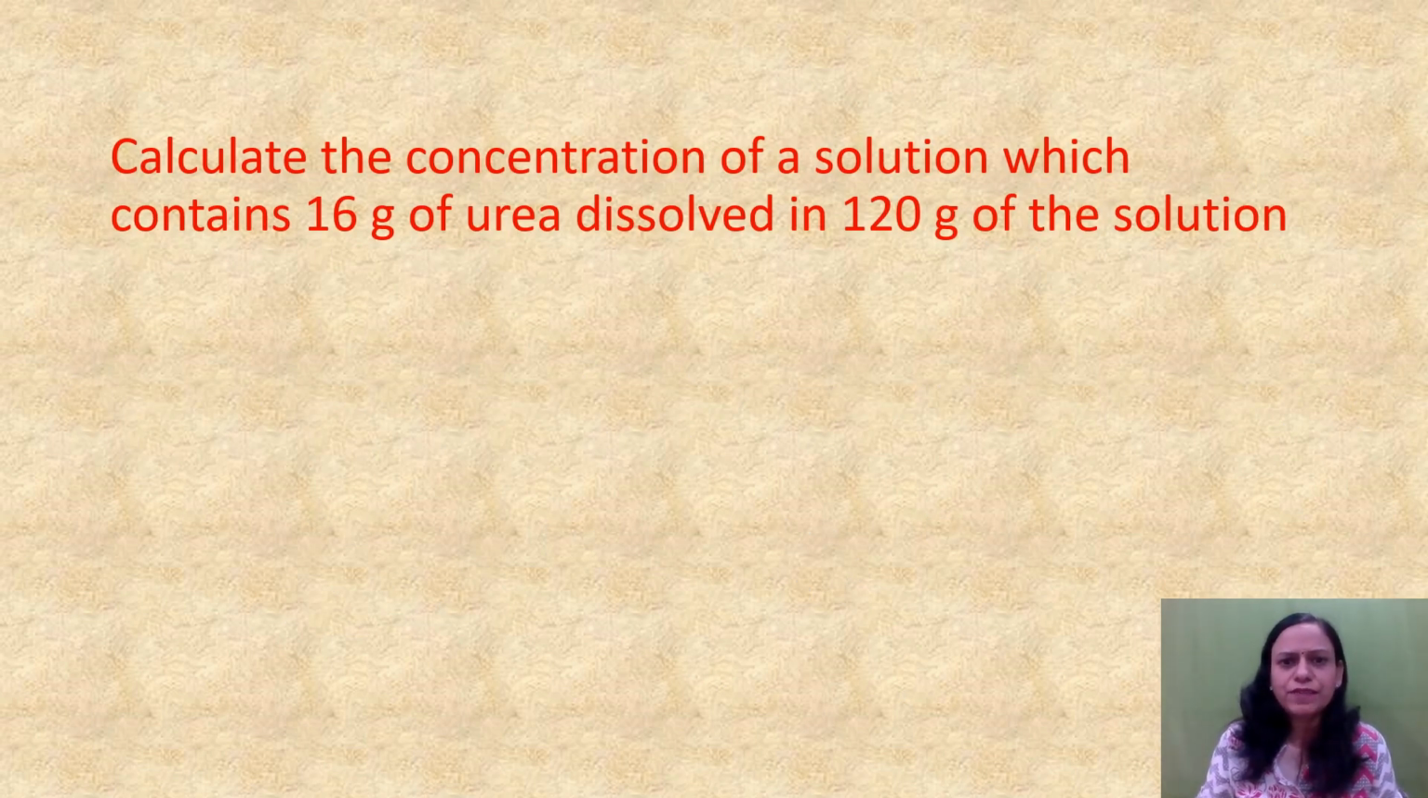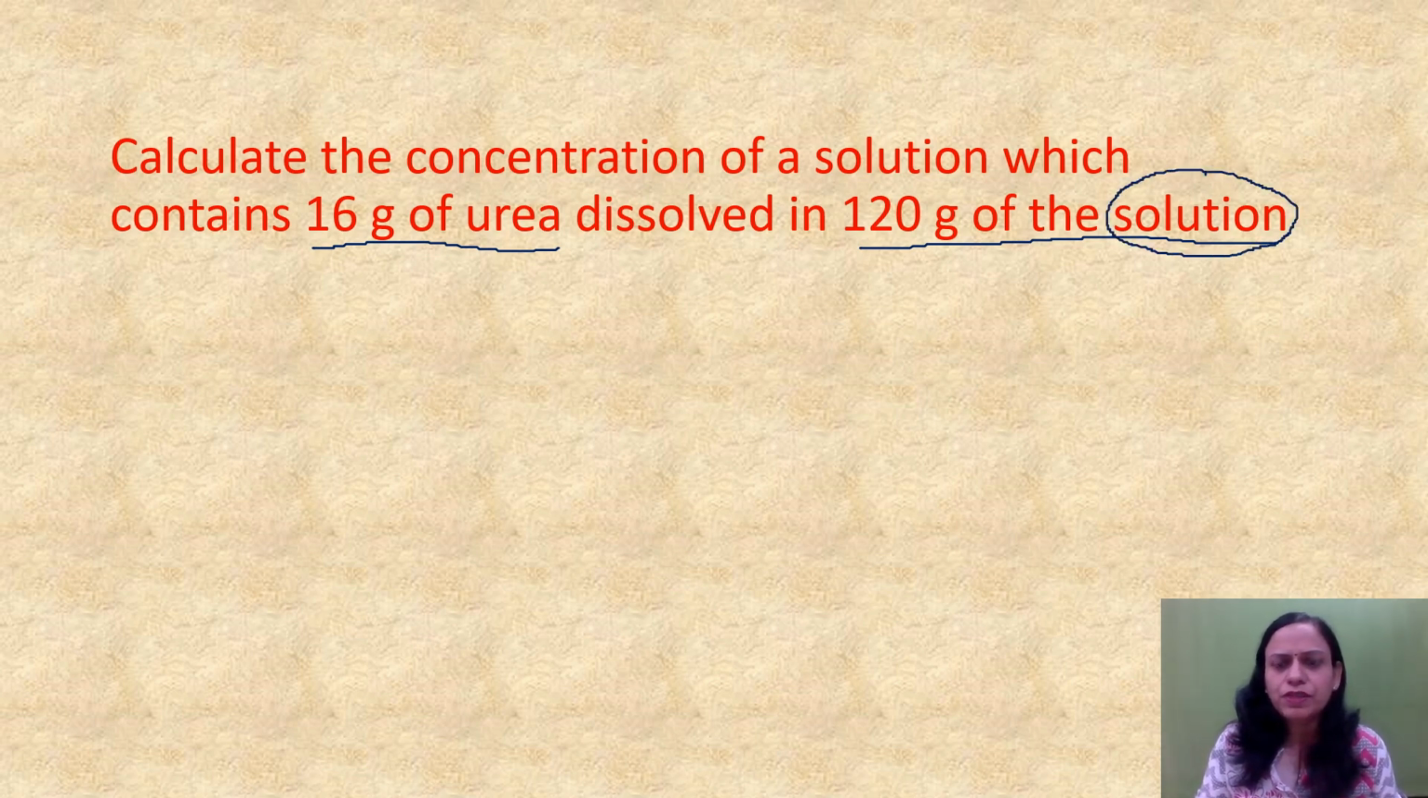Calculate the concentration of a solution which contains 16 grams of urea. So what are the given quantities here? 16 grams of urea dissolved in 120 grams of solution. So be careful here. What is given? It is the mass of the solution. So you don't need to add these two up because it is already given in the form of solution.